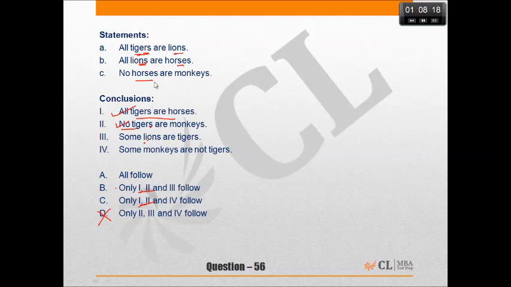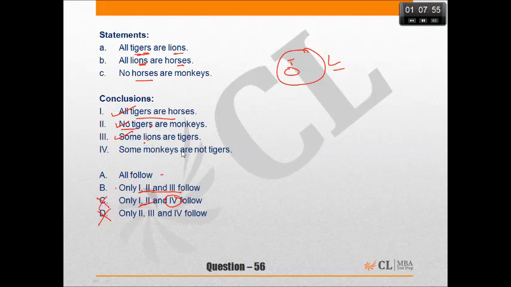Some lions are tigers. All tigers are lions. So some lions are tigers. These are fine. Statement 3 also. So the question is whether this is right or wrong. If this is right, then the answer becomes 4, which means this is not the answer. So the answer is either A or B.